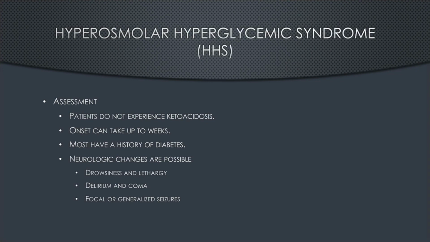Approximately 30% do not have a prior diagnosis of diabetes, so a third of these patients won't even have a diagnosis of diabetes. Stress response tends to increase hormones that favor elevated glucose levels and that often counter the effect of insulin, including cortisol, catecholamines, glucagon, and many others. Neurologic changes may be found, including drowsiness and lethargy, delirium, coma, focal or generalized seizures if it's severe, visual disturbances, hemiparesis, and sensory deficits as well.